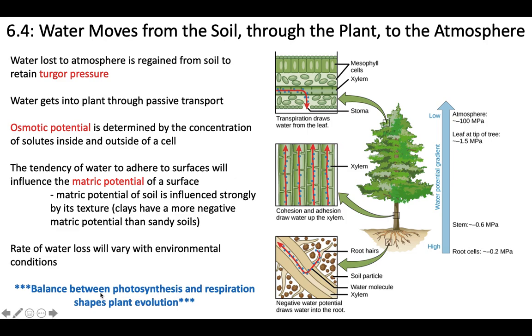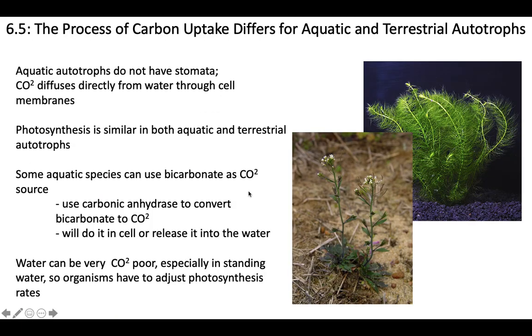So a balance between the amount of photosynthesis that a plant is able to do and how much it respires are going to shape that plant's evolution. Photosynthesis and respiration are going to be directly affected by climatic conditions. Now, how aquatic and terrestrial autotrophs, mostly plants, uptake carbon is going to differ based on their environment. Obviously, in aquatic environments, this also includes cyanobacteria and other phytoplankton. But mostly we're talking about plants here.